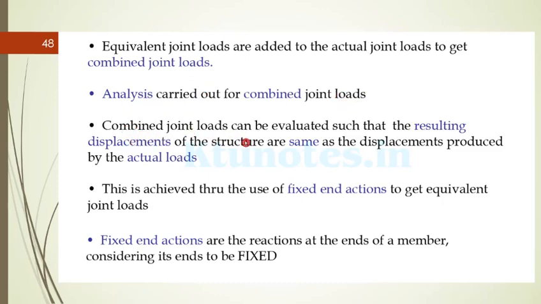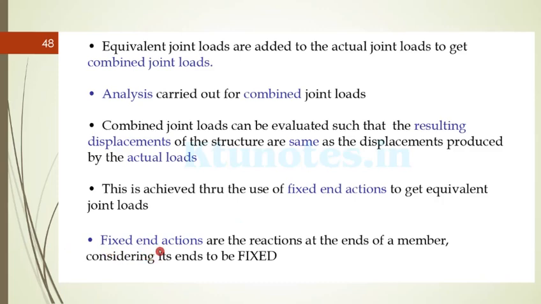The combined joint load can be evaluated such that the resulting displacements of the structure are same as the displacements produced by the actual loads. It's actually the theorem of superposition, where the total deflection is equal to the sum of the individual displacements. This is achieved through the use of fixed end actions to get the equivalent joint load. It's a procedure of finding the equivalent joint load, which we will study in the upcoming slides.